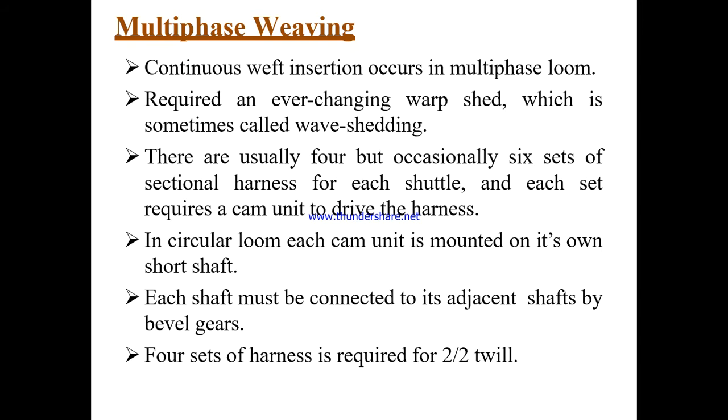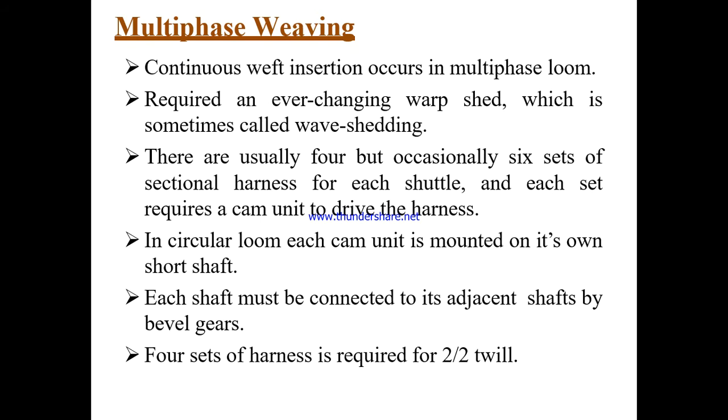This type of shedding is also called wave shedding, because the sheds which are formed simultaneously, with continuous shed formation and shed changing, will appear like a wave formation. That's why this type of technology is called wave shedding. There are usually 4 but occasionally 6 sets of sectional harnesses for each shuttle. Each shuttle requires 4 to 6 harnesses, and each set requires a cam unit to drive the harness.